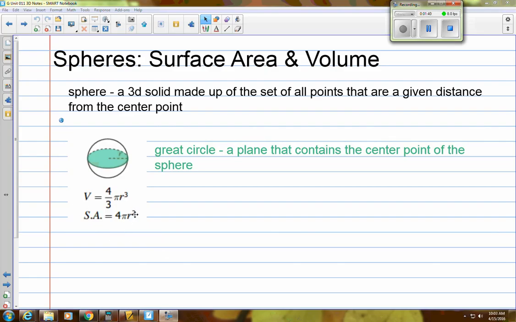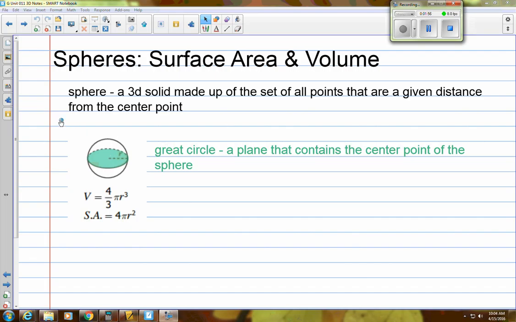And each of them is only going to use the radius because it's a sphere. Everything is equidistant from the single point. The only measurement that we have within the sphere is the radius, and the radius is always going to be the same. That's it. So the notes are fairly quick.